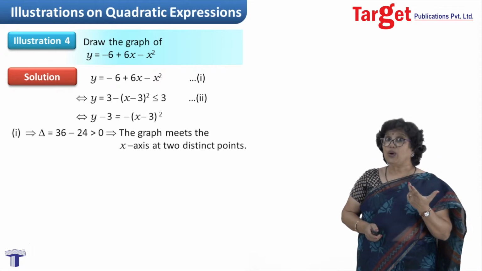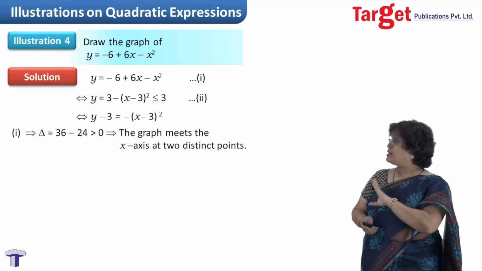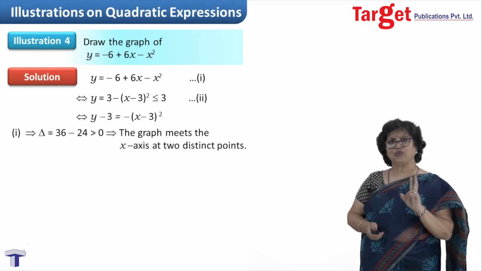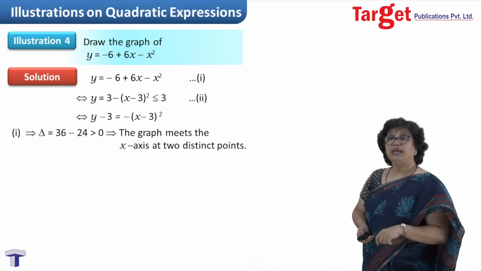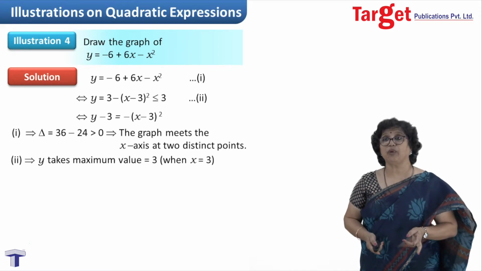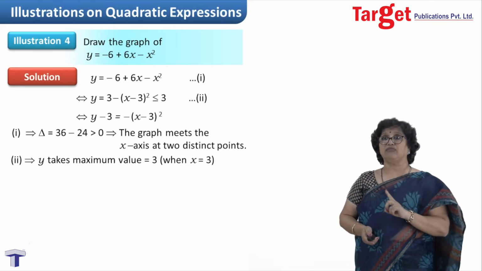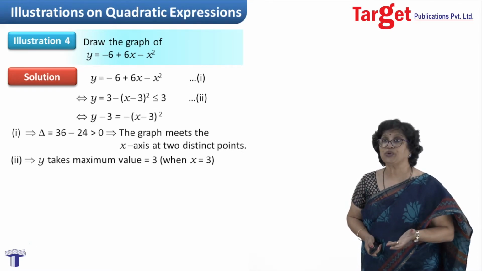And also, what should we do? Can we talk about delta? Delta happens to be 36 minus 24, b square minus 4ac, greater than 0. So the graph meets the x-axis at 2 distinct points. And the maximum value is 3, which occurs at x equal to 3. That also you have understood.